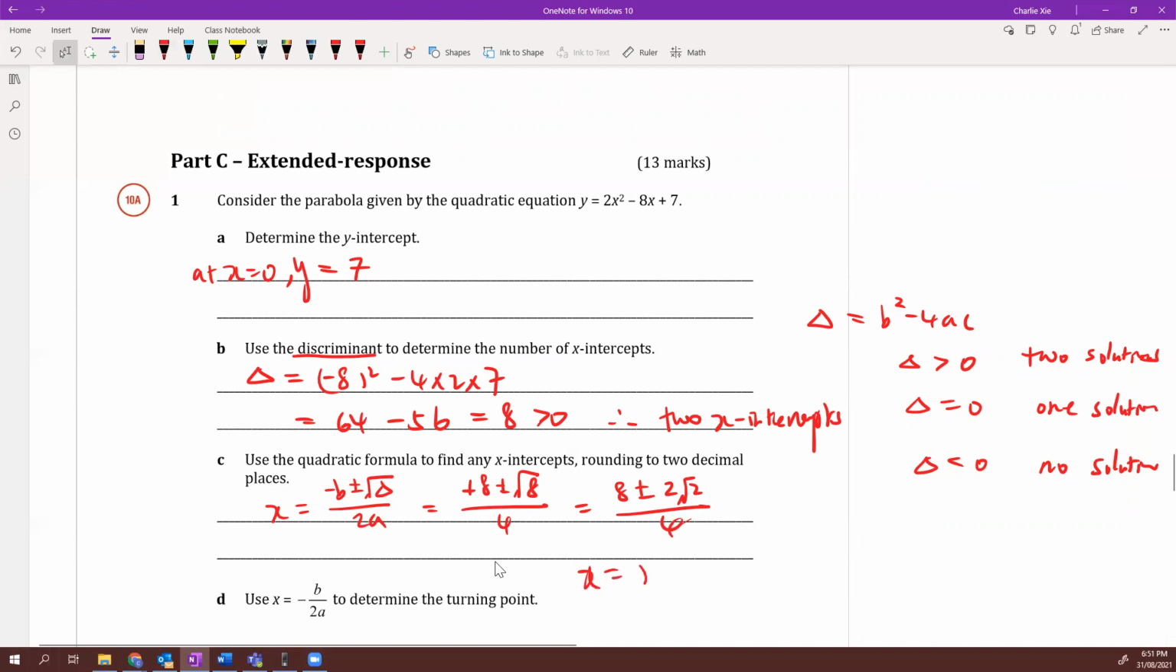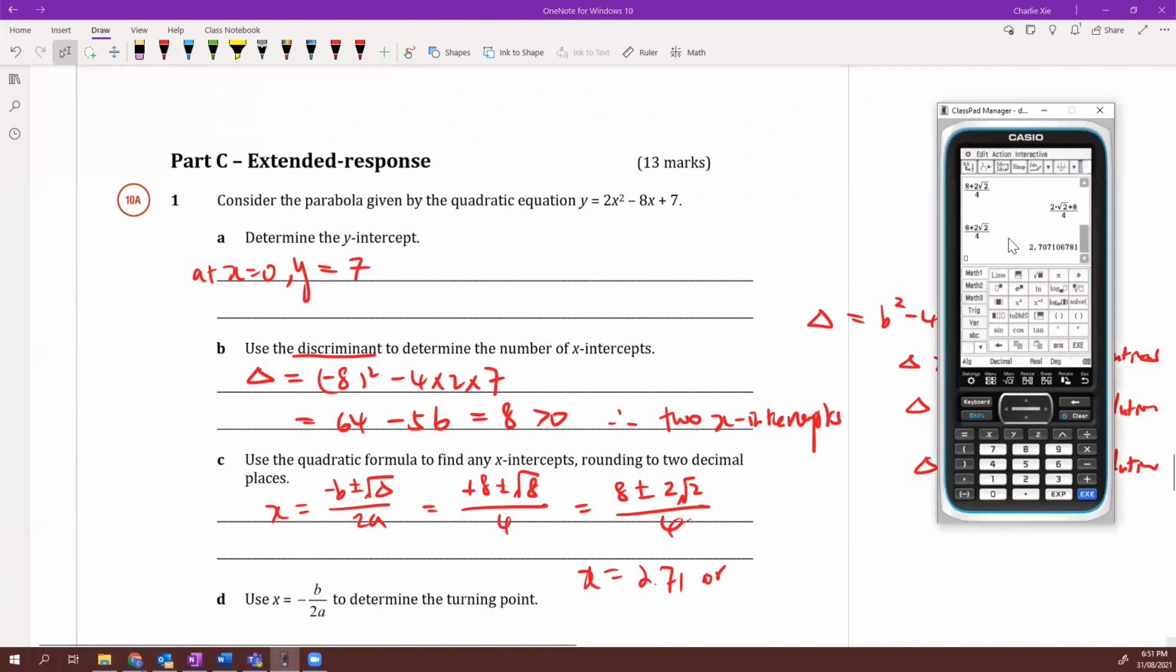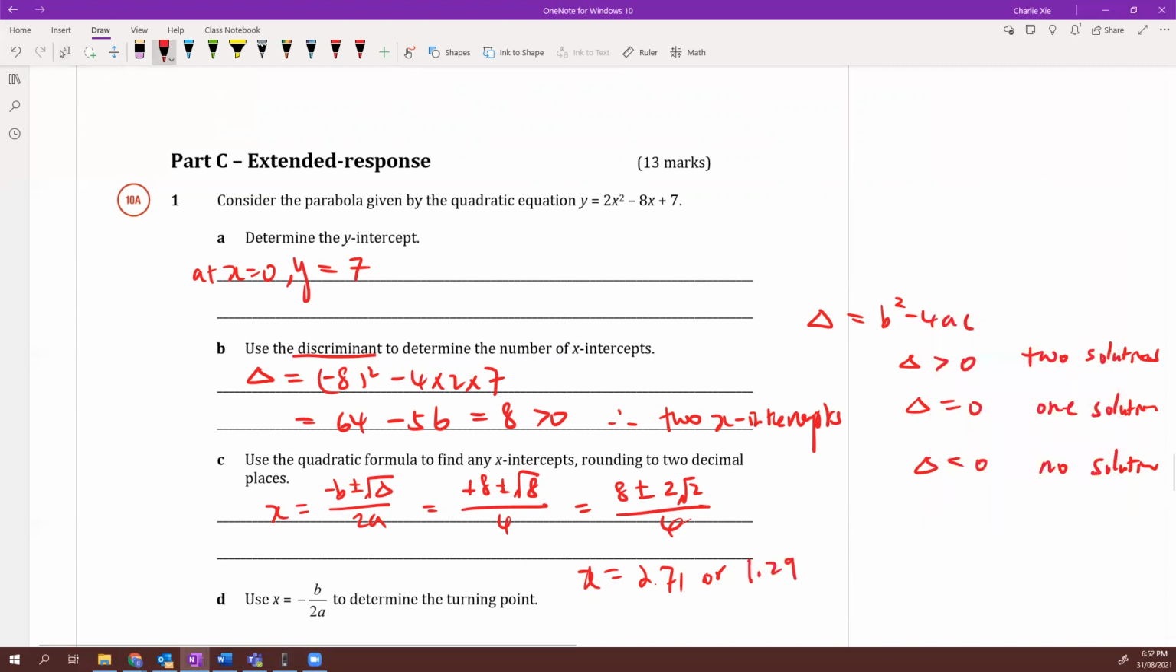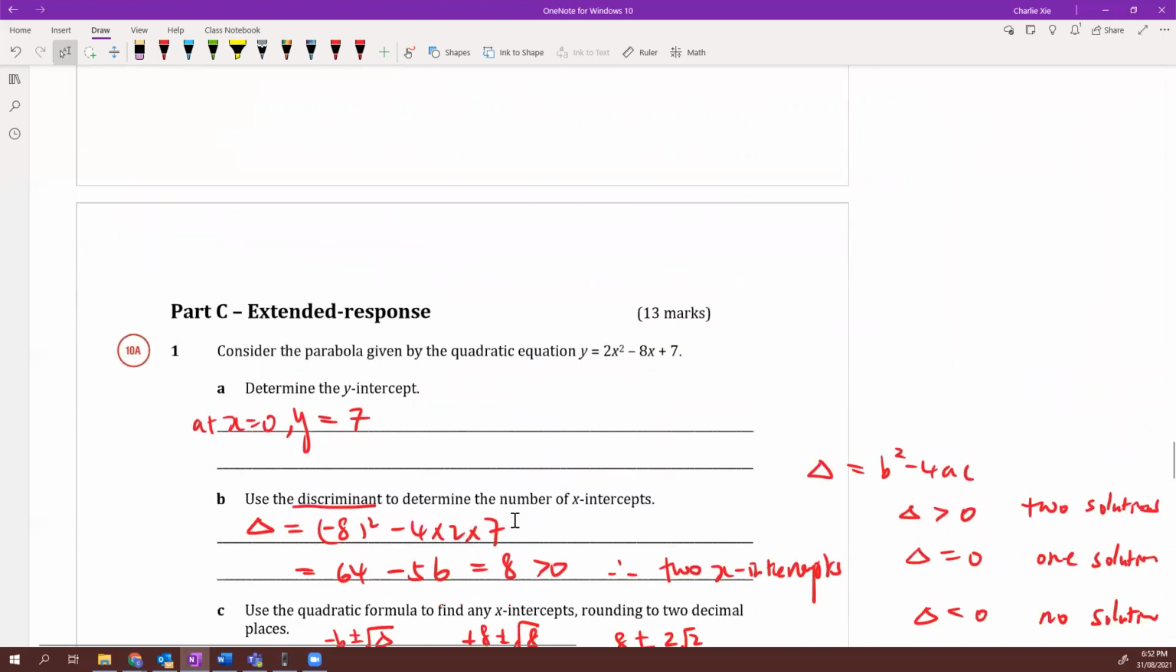So x equals 2.71, that's 8 plus 2 root 2. We have another one which is minus. So drag it down and go back. Use your stylus to click here and delete the plus and put minus. Click on EXE again. 1.29. So 1.29. Here we go. We found the x-intercepts, to 2 decimal places.